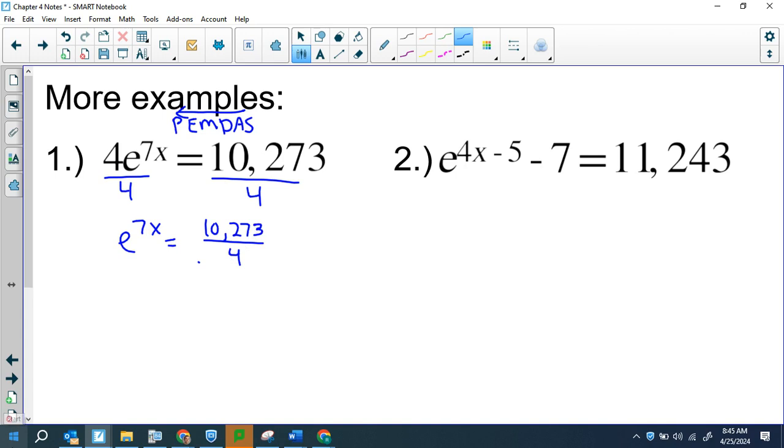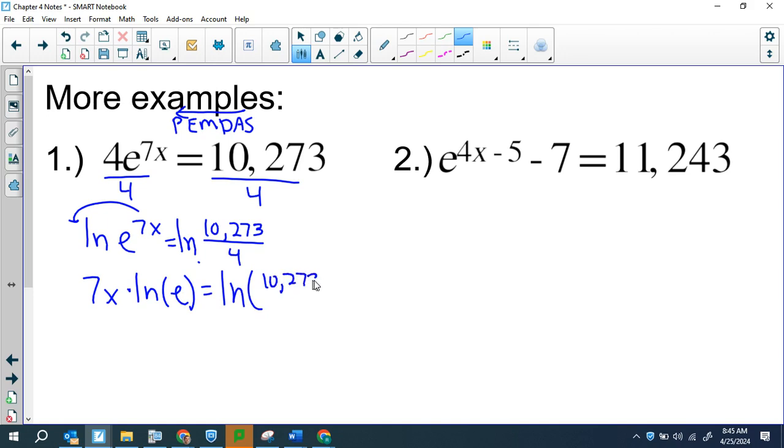All right, now, since we have our base and our exponent isolated, again, I would take the ln of both sides, but that's not your only option, just because it is a base of e. So I would take the natural log of both sides. That would move our exponent out in front. So we get 7x times ln of e, and then we get ln of 10,273 divided by 4. Again, once you have that x in the exponent, we just take the natural log of both sides.